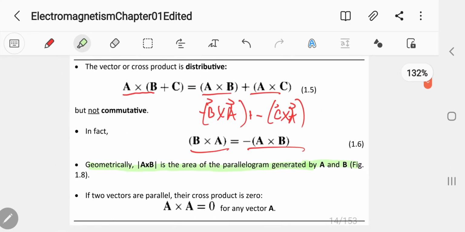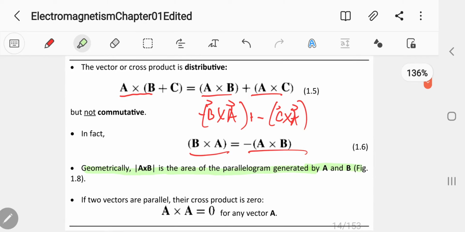So when you cross a vector with itself, that would be 0, because the angle between a vector and itself is equal to 0, so sine of 0 is equal to 0. So you will not get anything if you cross a vector by itself.